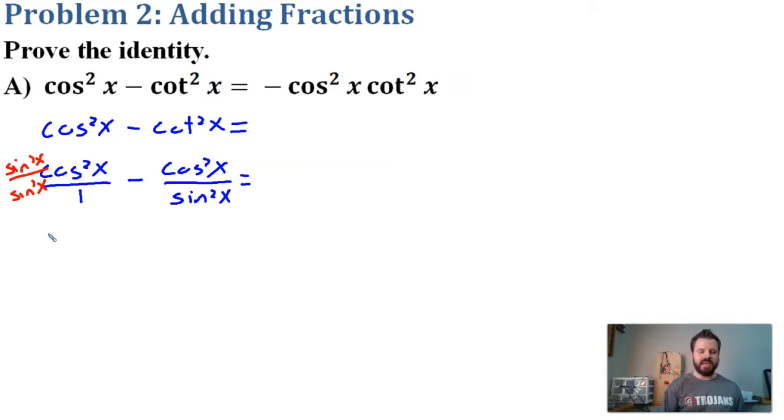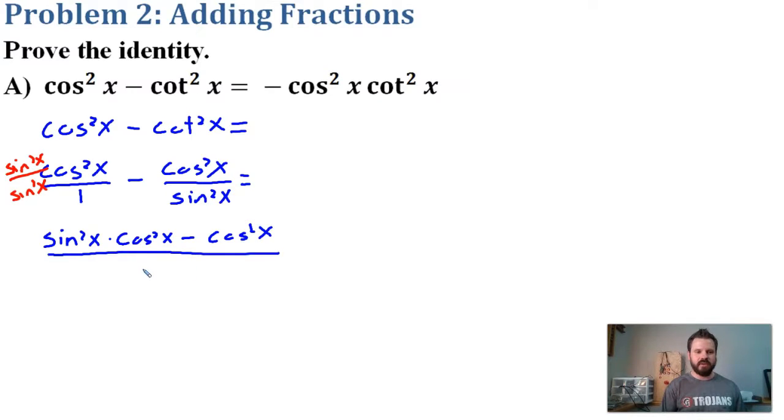And what I'll have then is we can write this as one fraction. I can say sine squared x times cosine squared x minus cosine squared x, and that's all over the common denominator of sine squared x. Okay, so I've gone from 2 fractions being subtracted to a single fraction, which is what I'm looking for. Okay, just 2 things multiplied together.